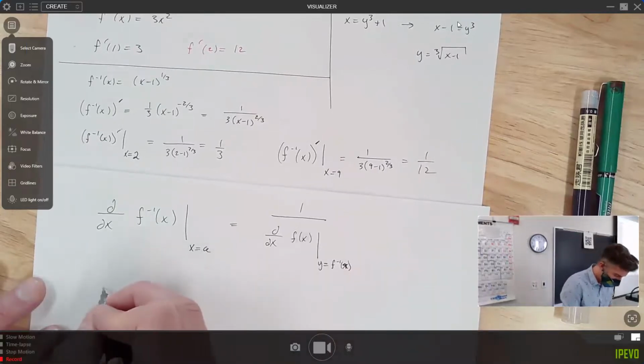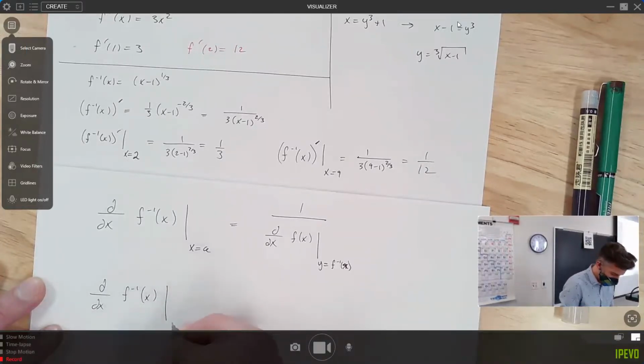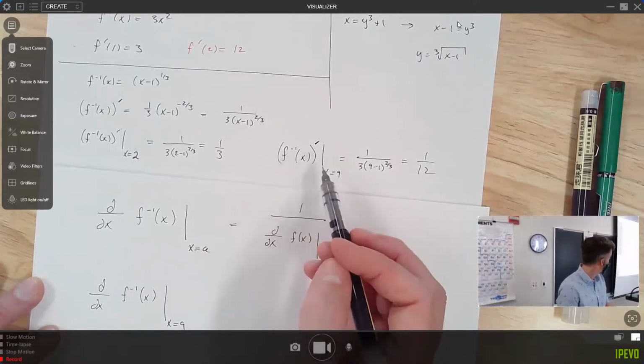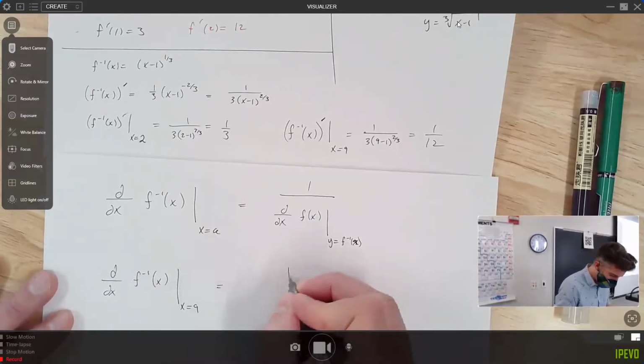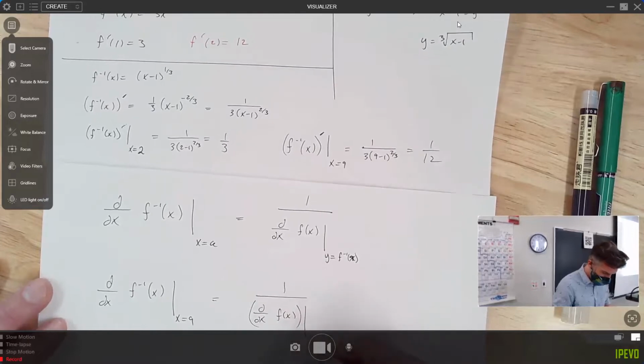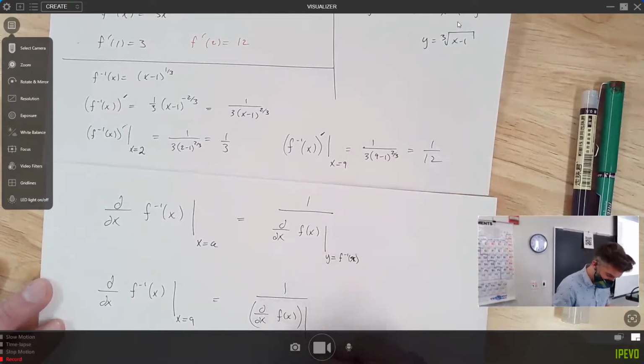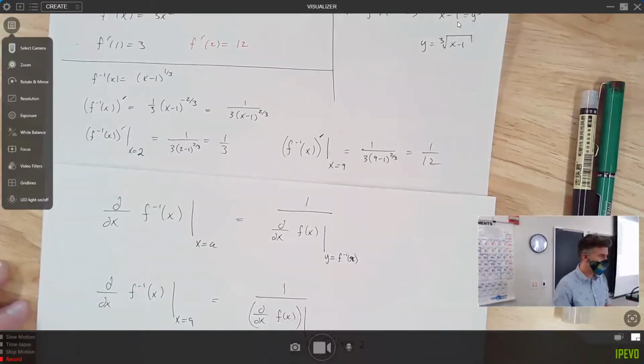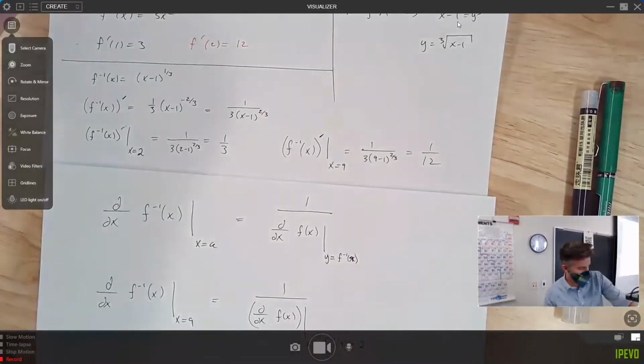So for example, the derivative of f inverse of x at x equal to 9, which is what we found up here, is equal to 1 over the derivative of f of x evaluated at, I should have really written x here, but okay, fine. At x equal to f inverse of 9, which is 2. That's the idea. Oh, you can't see the idea.